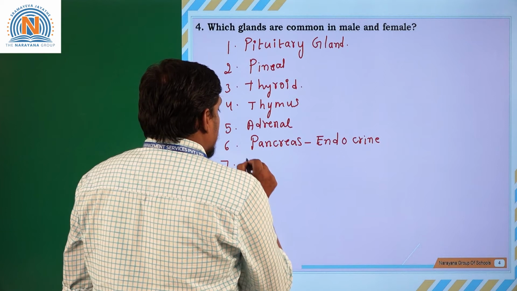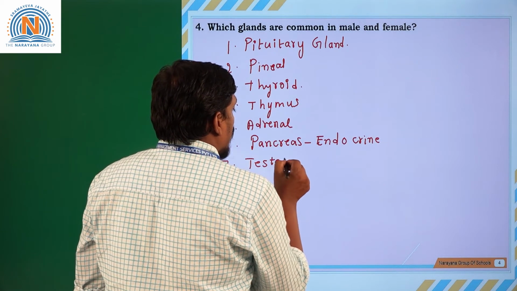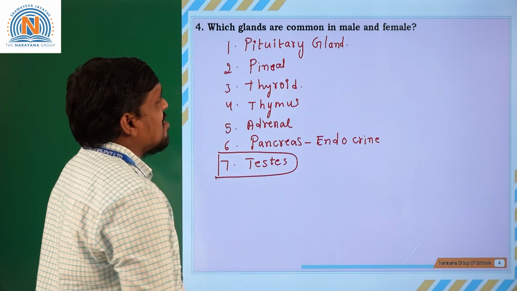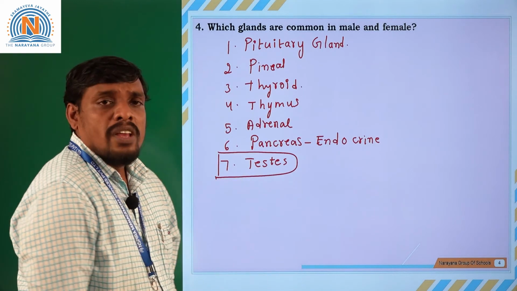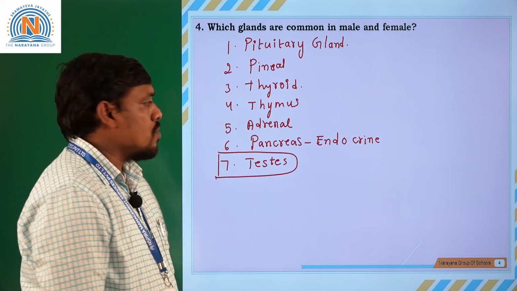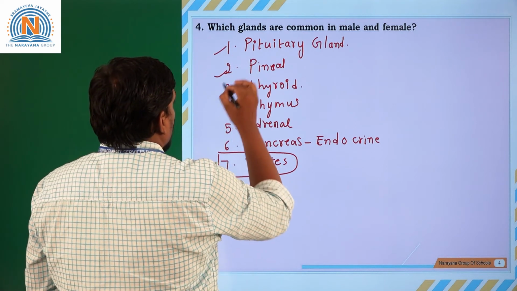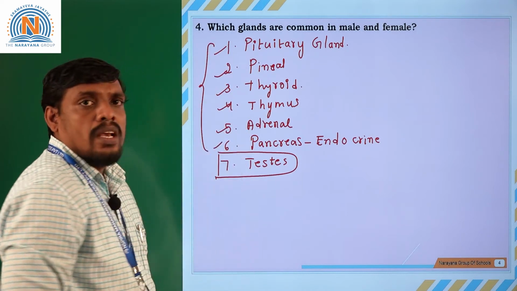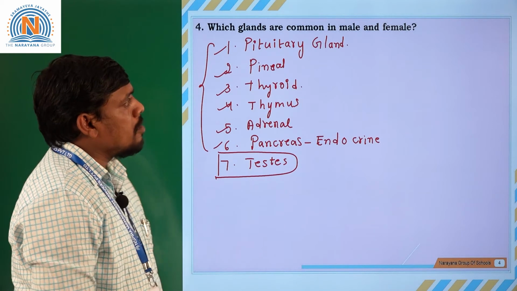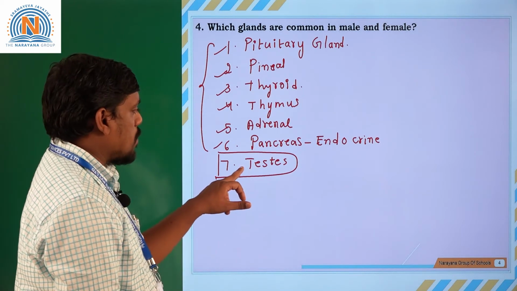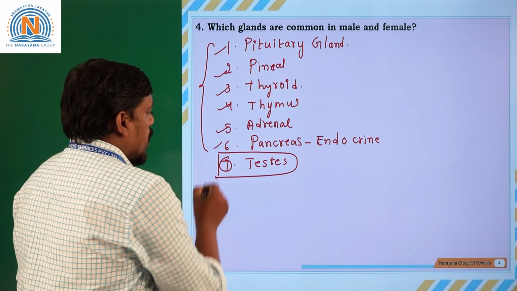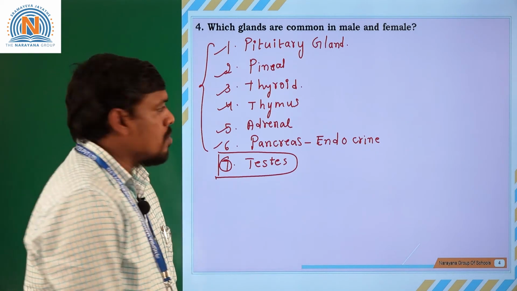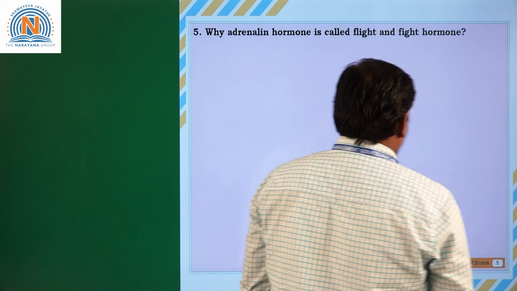Whereas the testes in males are different in males and females. Testes are only seen in the male, whereas ovaries are only seen in the females. So hence 1, 2, 3, 4, 5, 6. These 6 glands are common in males and females, except testes in males and except ovaries in females. Clear, students? Going for the next question.